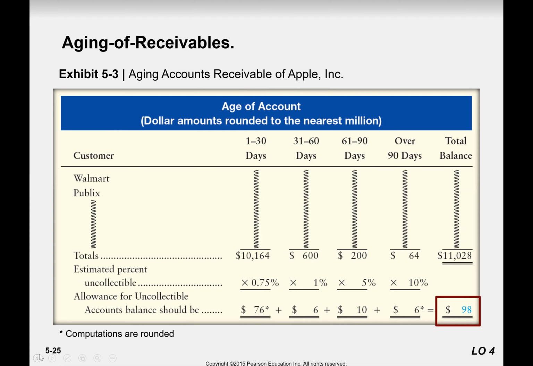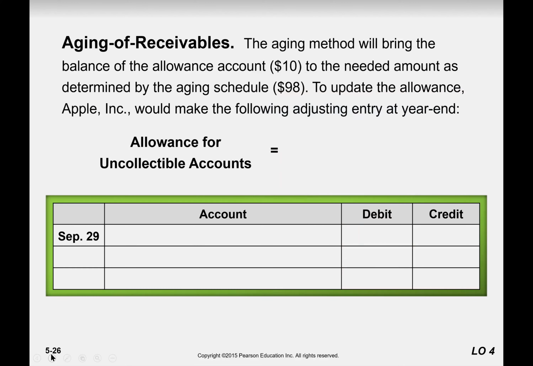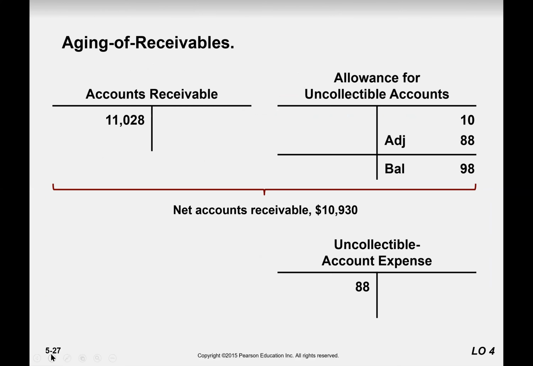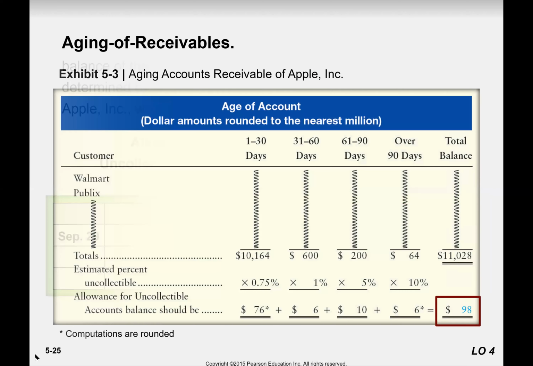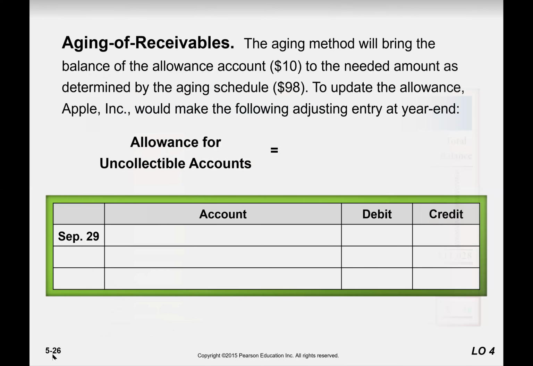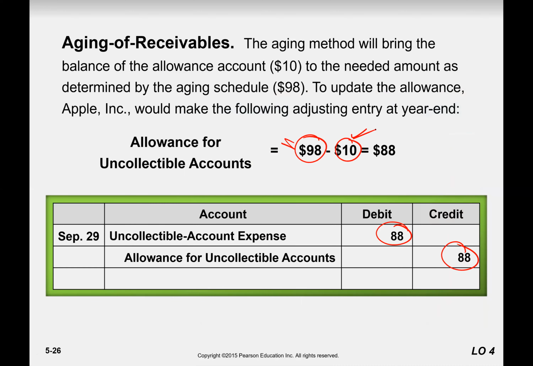The aging of receivable, in that case, in order to find out the amount of the entry here, in order to calculate this figure, you basically subtract all the balance left, because this 98 is coming from the aging of receivable from the previous slide. From this, subtract any balance left in the allowance for uncollectible accounts. That's it.